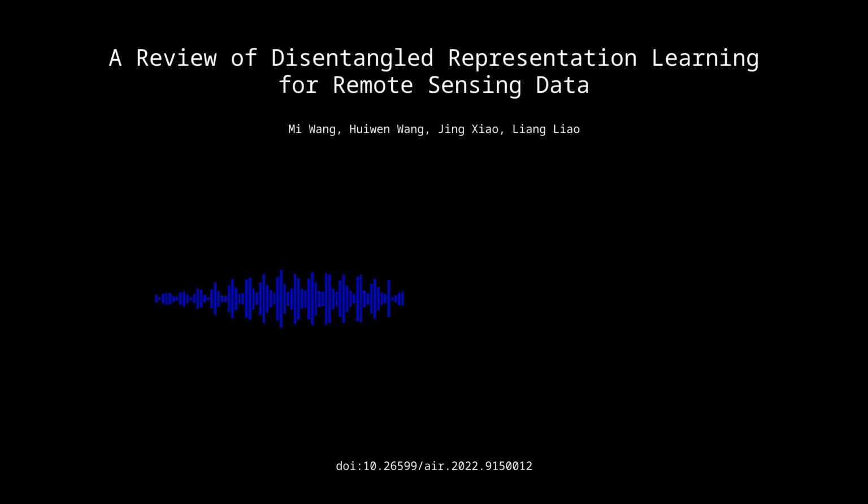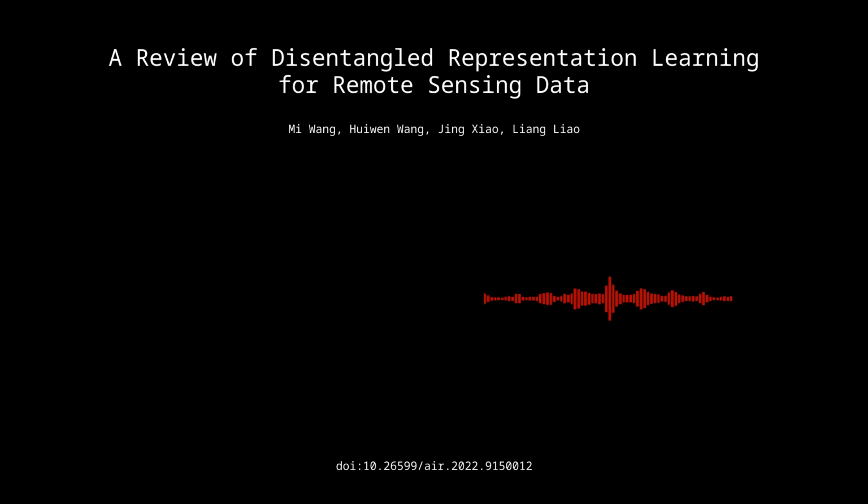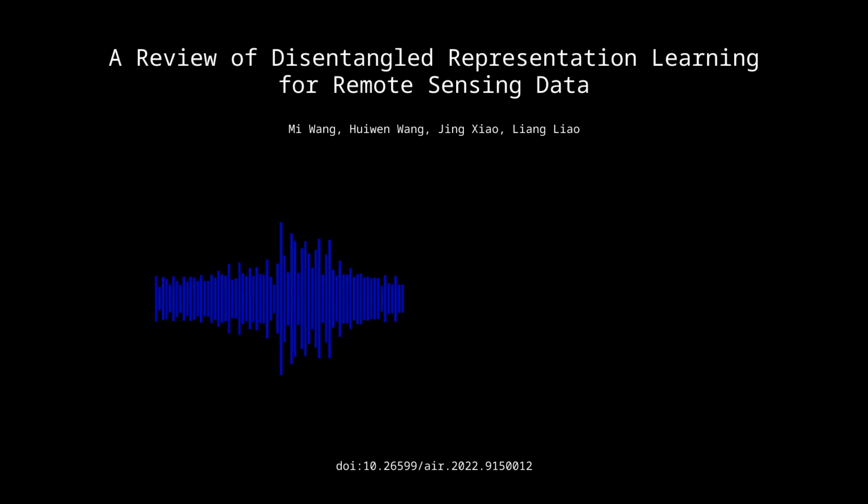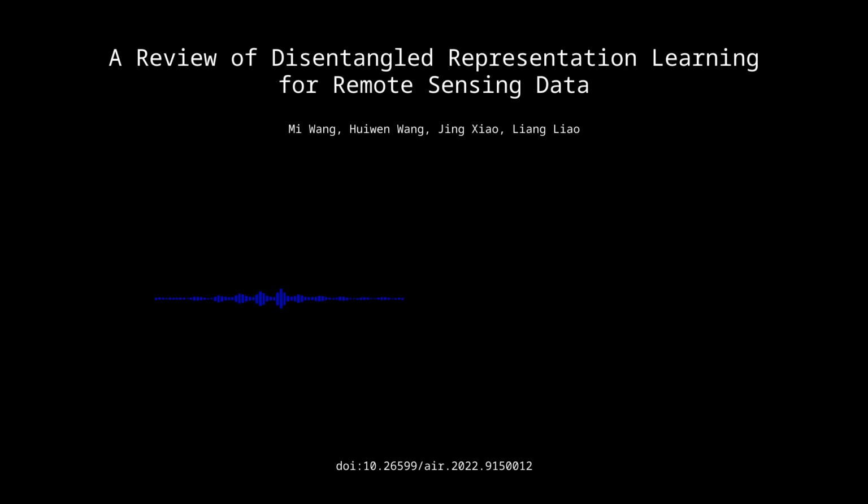Exactly. Another metric is the separated attribute predictability, or SAP score. This one uses a regressor or classifier to predict the true value of each factor based on each individual dimension of the latent code. So if we have a dimension for tree height, we'd train a separate model to predict the actual tree height using just that dimension. Right. A high SAP score means that individual dimensions are effective at predicting specific factors, which suggests a compact and efficient representation.